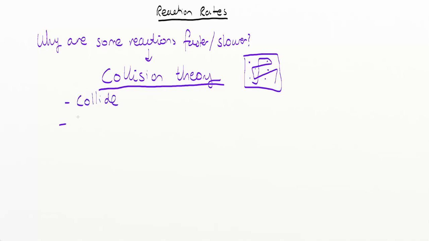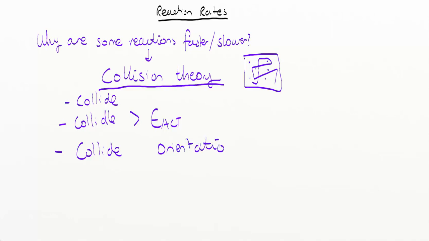They also had to collide with enough energy to break the bonds of the reactants. So they had to collide with energy that was greater than the activation energy. And lastly, they had to collide in the correct orientation. When particles collide with energy greater than the activation energy and also in the correct orientation, we call these successful collisions.